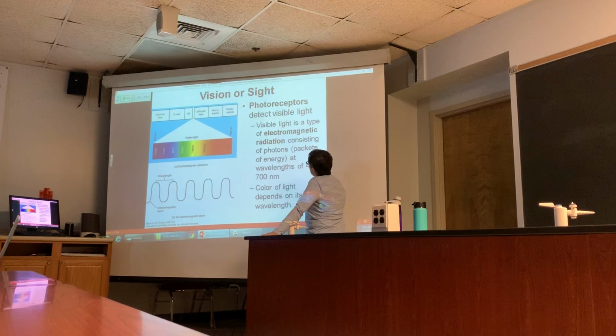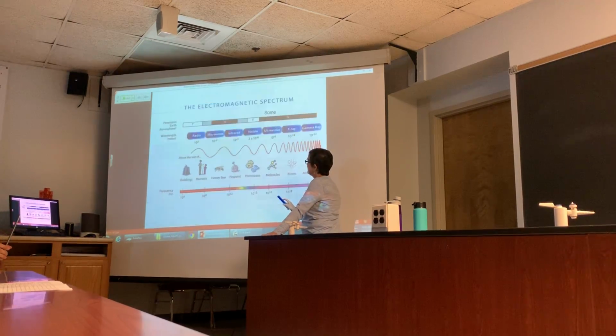Now, the wavelengths of the visible light spectrum range from 400 to 700 nanometers. Again, we're talking billionths of a meter, fairly short, but not as short as gamma rays or X-rays. The color of light depends on its wavelength. So here is another view of the electromagnetic spectrum.